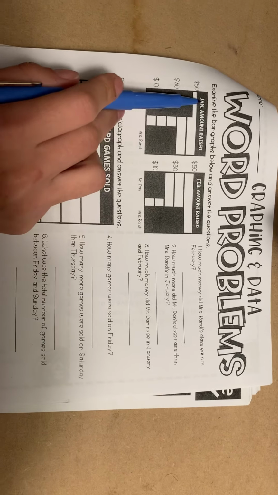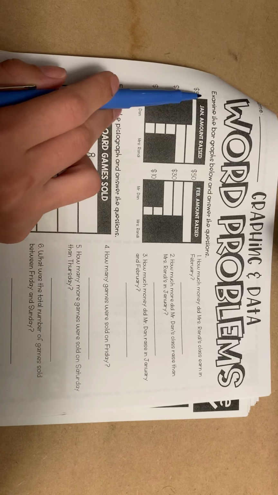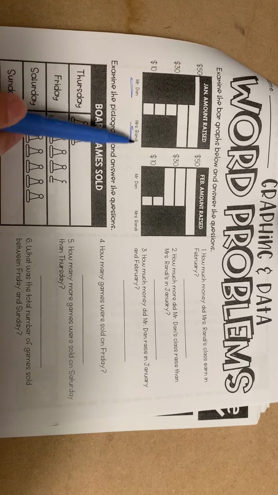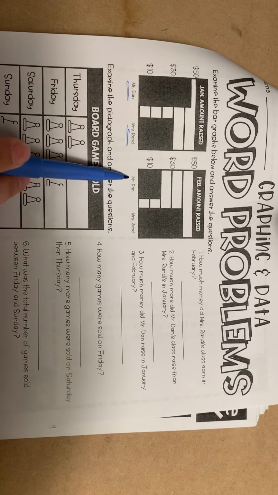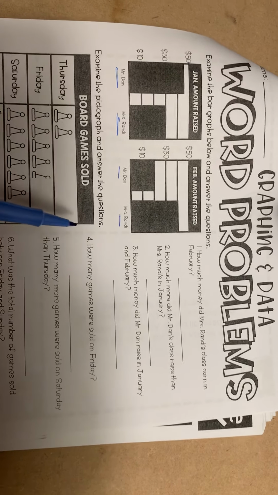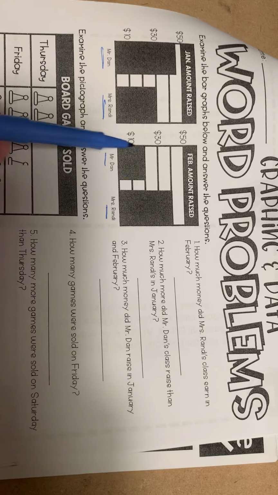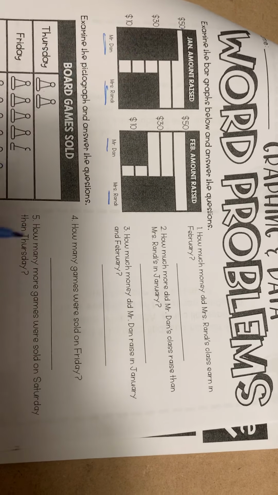We can see here that it's the amount of money raised. So it's 50, 30, 10, and we have two people, Mr. Dan and Mrs. Randy. And this looks like the next month with Mr. Dan and Mrs. Randy. You can see where each of these bars stop is how much money was raised.